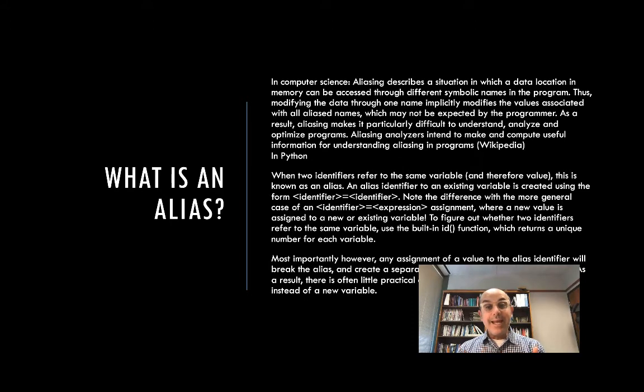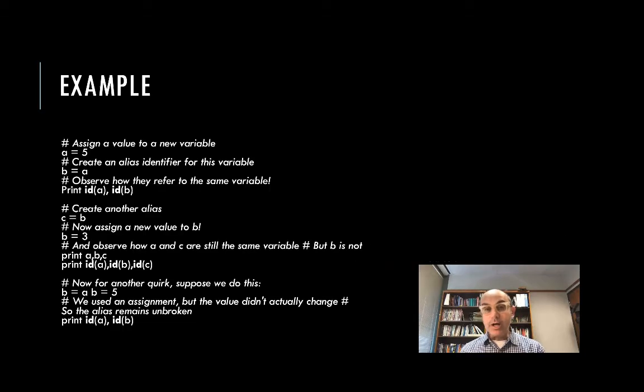So the idea here is that we are applying aliases, and we can check using the built-in id function, which returns a unique number for each variable. Most importantly, any assignment of a value to the alias identifier will break the alias and create a separate variable with the same name instead. So be careful with that, and I'll try to show you that.